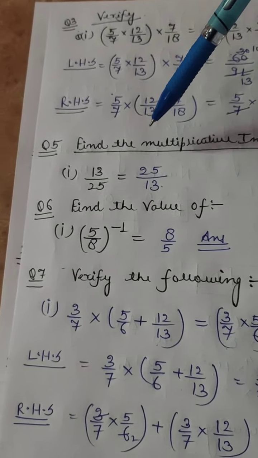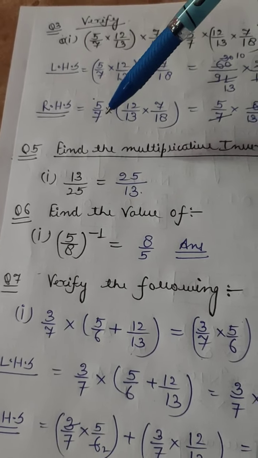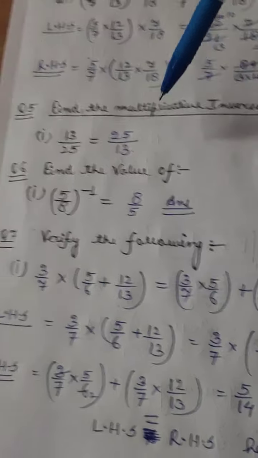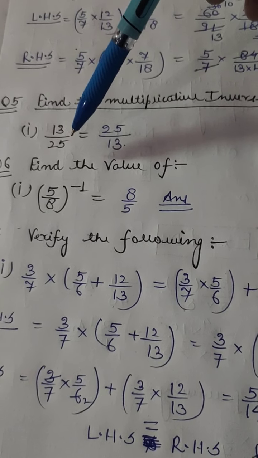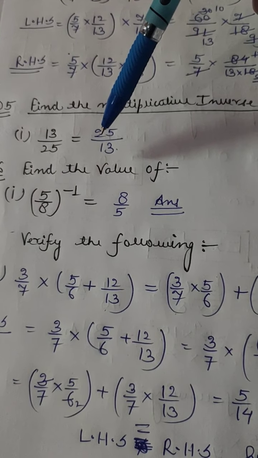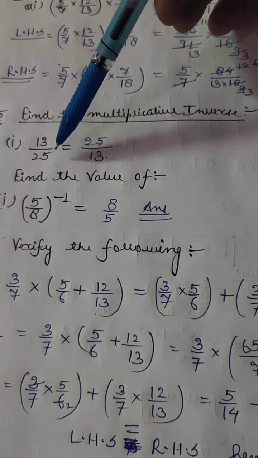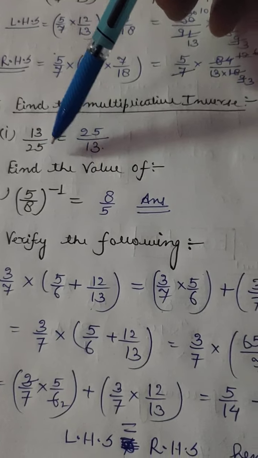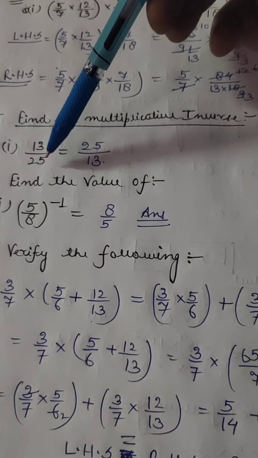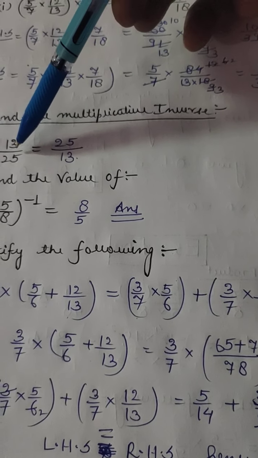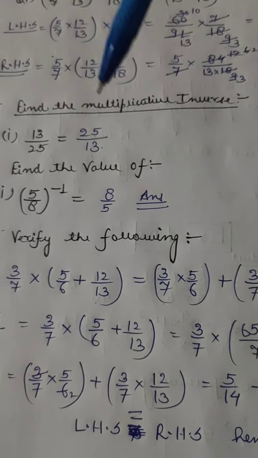Question number 5th. Question number 4 I have not done. You have to solve it by yourself. It is very simple. Question number 5th. Find the multiplicative inverse of 13 by 25. So what do you mean by multiplicative inverse? By what number this number should be multiplied so that the answer comes out to be 1. So you have to multiply 13 by 25 by 25 by 13. So 25 by 13 is the multiplicative inverse of 13 by 25.